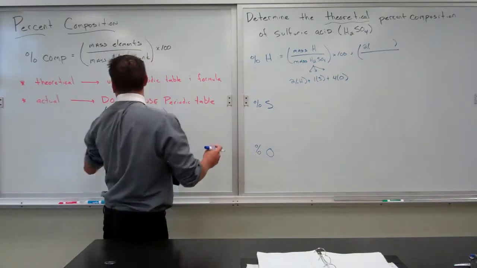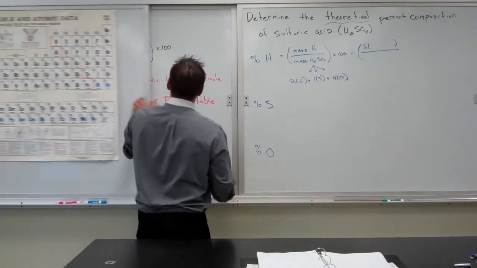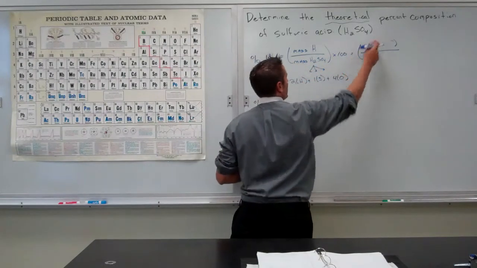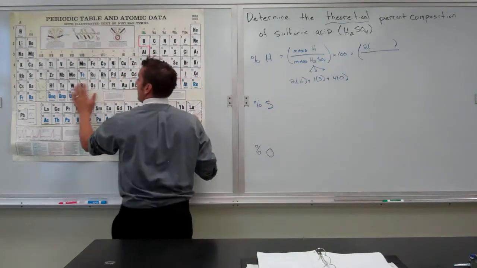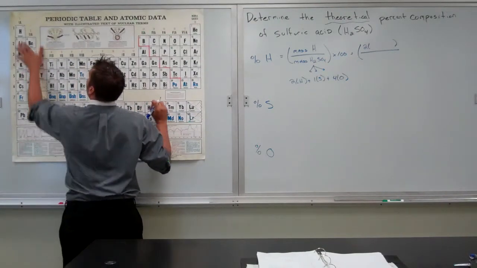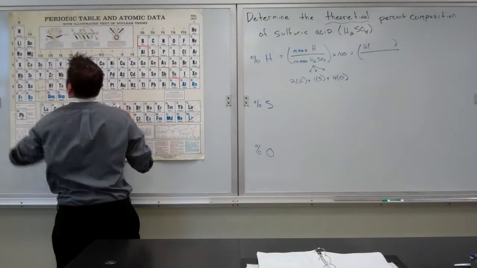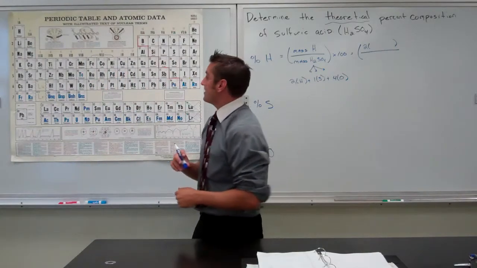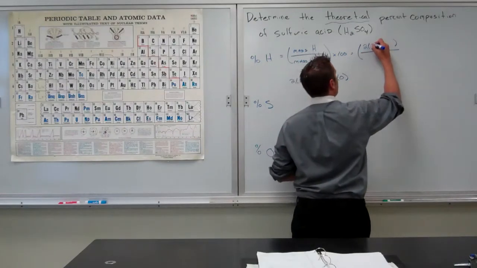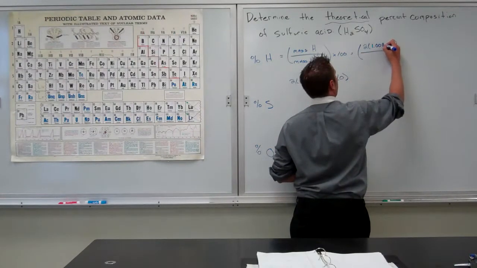So, if you look at the periodic table, we need 2 times the mass of hydrogen for the top. And if we look at hydrogen, remember, hydrogen is the only element that we go 3 places past the decimal, which makes hydrogen have a mass of 1.008 grams.